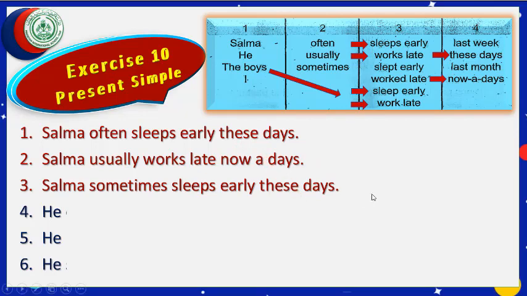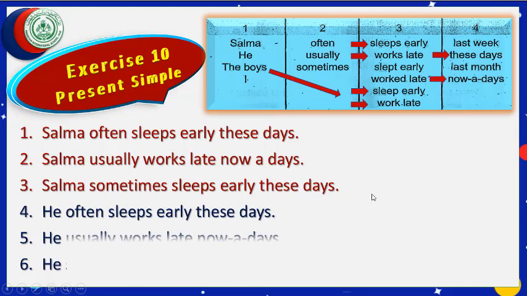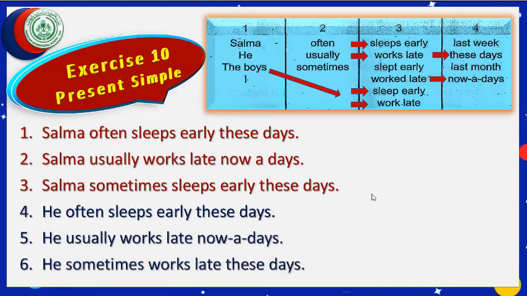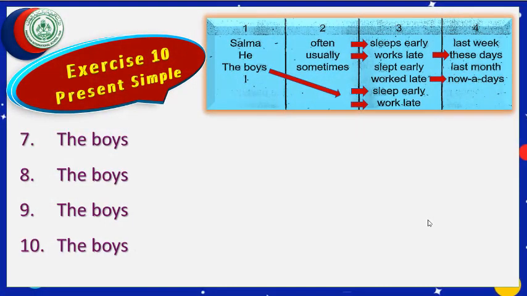In the same way, you will make 3 more sentences by using he. You can see here again, sleeps, works, works. These days, nowadays, these days. Let us move to the next page. Now we shall make 4 more sentences by using the subject, the boys.